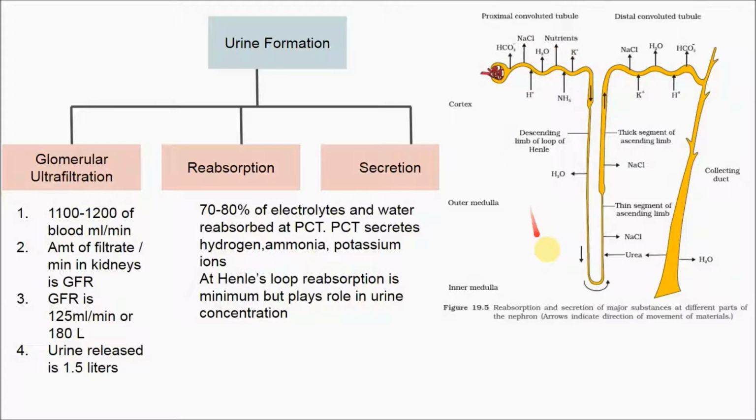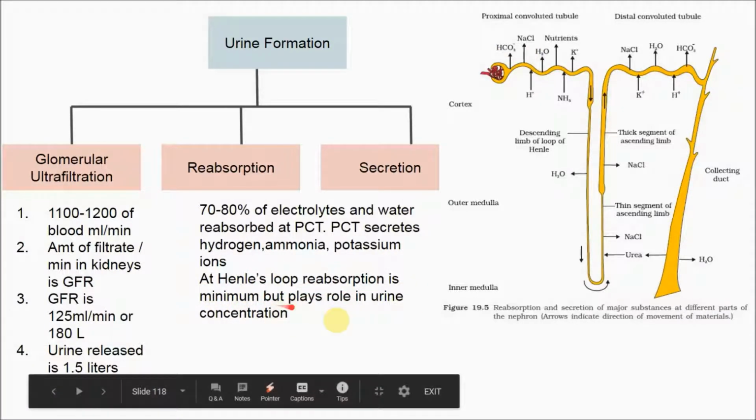So this diagram actually shows which part of the nephron is permeable to what electrolytes and other substances. But whereas the proximal convoluted tubule secretes hydrogen, ammonia, and potassium ions, and you can also see that even bicarbonate ion is also reabsorbed back. However, at the loop of Henle, the reabsorption is very minimal, but it mainly plays a role in the urine concentration process, which we will be looking at shortly.